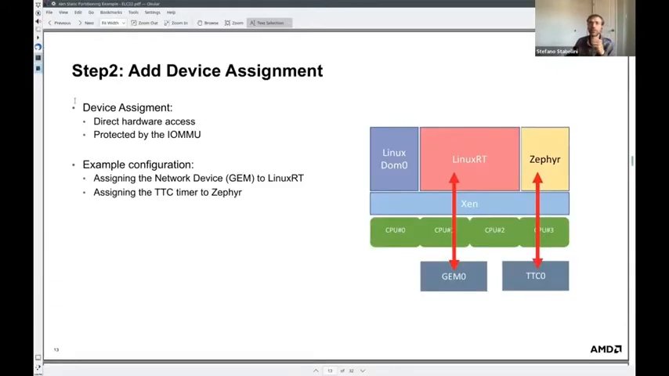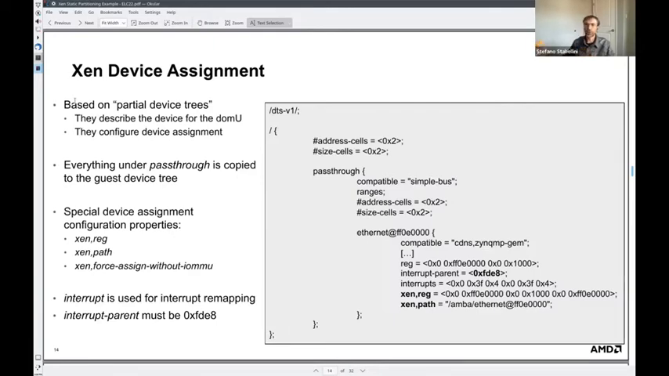Next step is to add physical devices to each domain. This is really useful in embedded if you can drive physical devices directly from your Linux or Zephyr environment. So in the example, I'm going to assign the Ethernet device to the LinuxRT VM and a TTC timer to the Zephyr environment. Device assignment is for sure the most difficult part of the configuration.